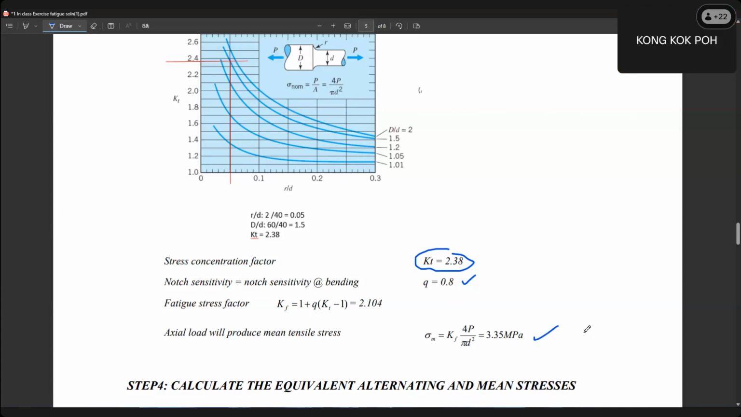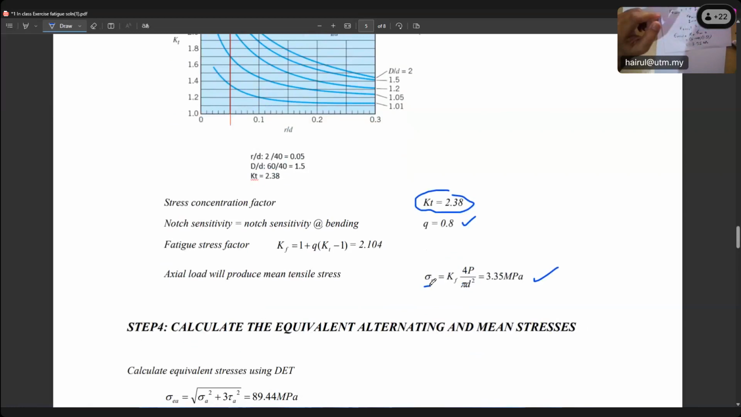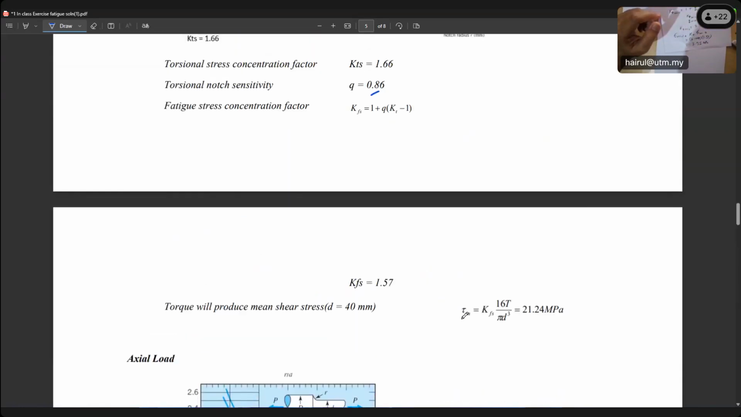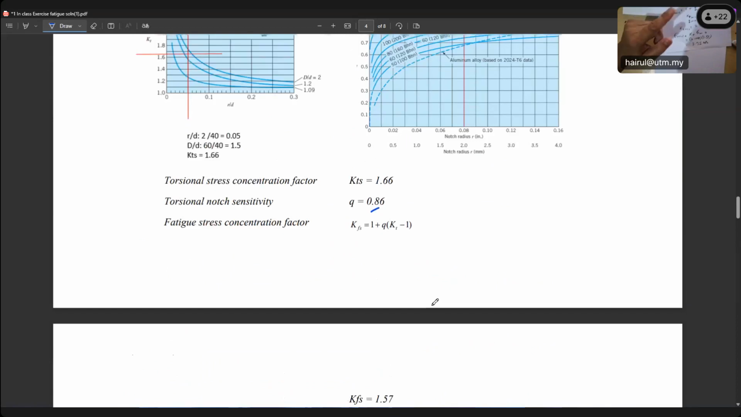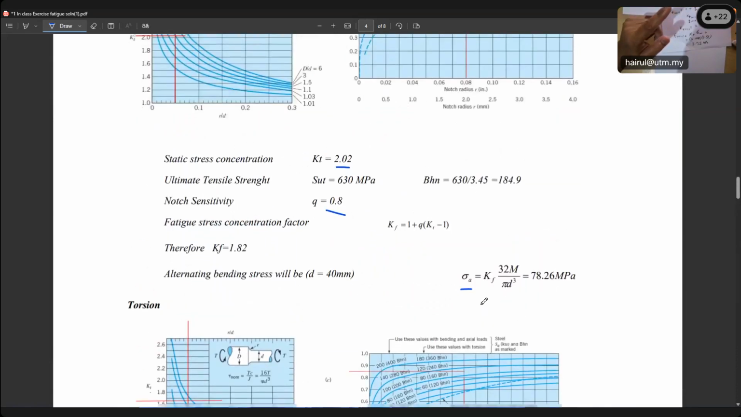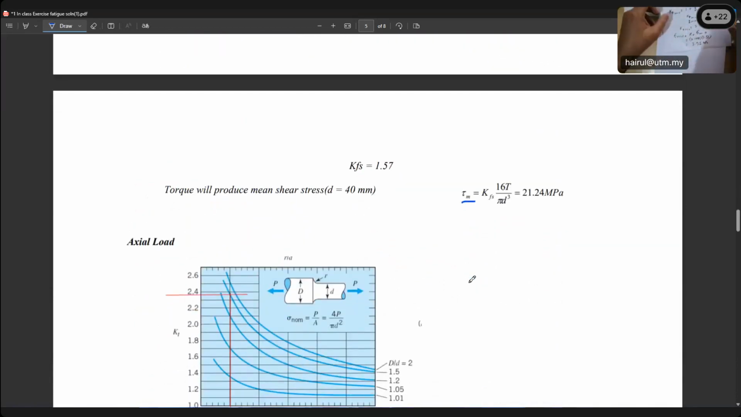Okay, 3.35. So this is your sigma axial. Look, why is sigma axial mean? Can you see? Why is torsion mean? See the M? They put it as mean. Why is the bending alternating? Why? Remember. When you got all these values just now, tau is mean.